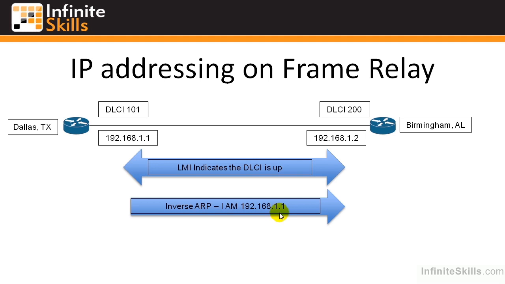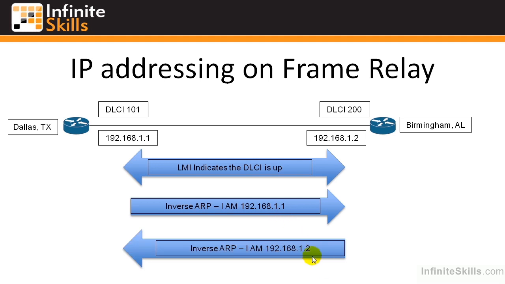Birmingham also sends back the same message that says I am 192.168.1.2, sends it out DLCI 200. The frame relay network knows that DLCI 200 in Birmingham maps to DLCI 101 in Dallas, so it rips out the 200, substitutes the 101, and drops it on the Dallas router. Dallas sees DLCI 101 is how I get to 192.168.1.2. Dallas adds it to its map, and so now you have both layer 2 mappings by virtue of the LMI.